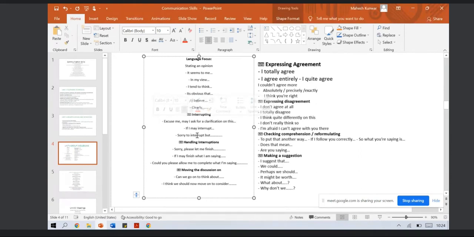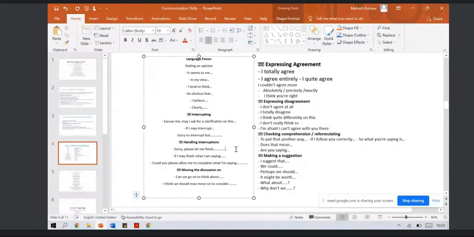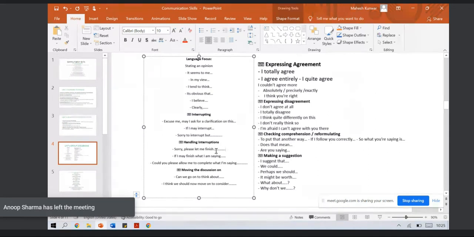If the person is just talking and not letting you speak, at that point you can say, "I'm sorry to interrupt," with the polite word sorry. Now handling the interruption: you are stating your opinion, telling your point of view, and someone is trying to interrupt you before you have completed it. So you say, "I'm sorry, please let me finish. I'll allow you to ask your question, but please let me complete my opinion."